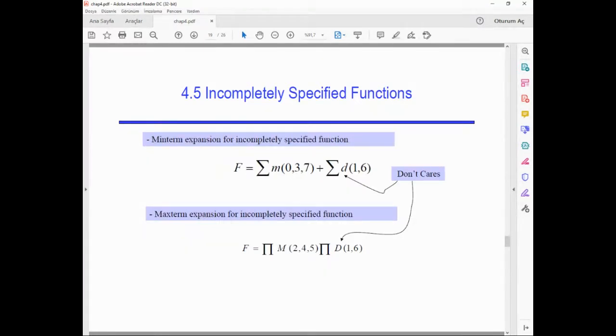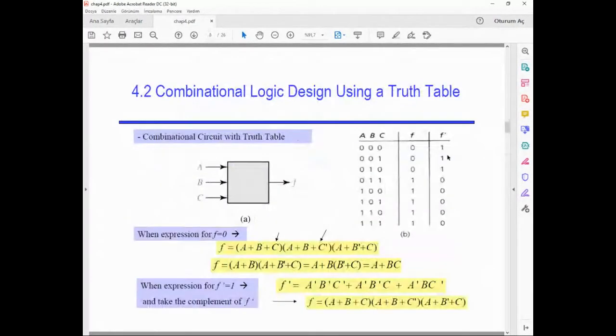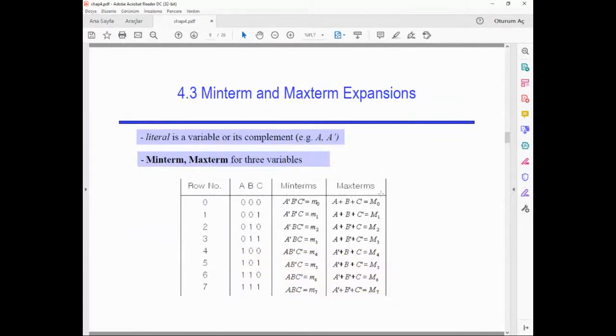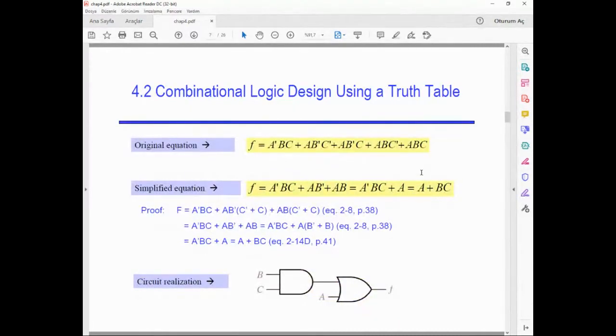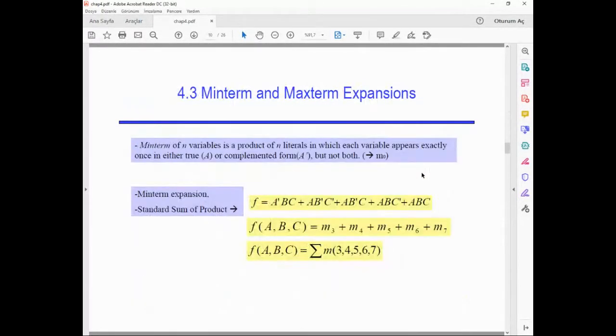So for the min-term expression for an incompletely specified function, you can write it in min-term form like this. Let's see the min-term again because I want to show you the truth table about that. Let's open the min-term expression. Let's see the example. I want to show you the example about the min-term expression. Okay, I will try to share.